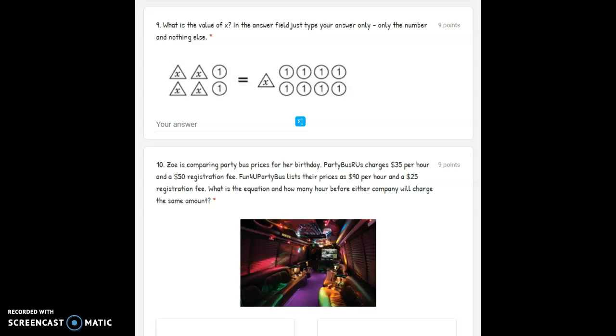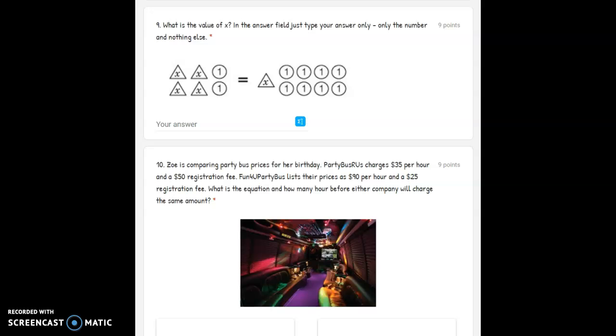Question number 9. What is the value of x? In the answer field, just type your answer, only the number and nothing else. Your picture shows 4 x's on the left along with 2 1s. On the right, you have 1 x and 8 1s.